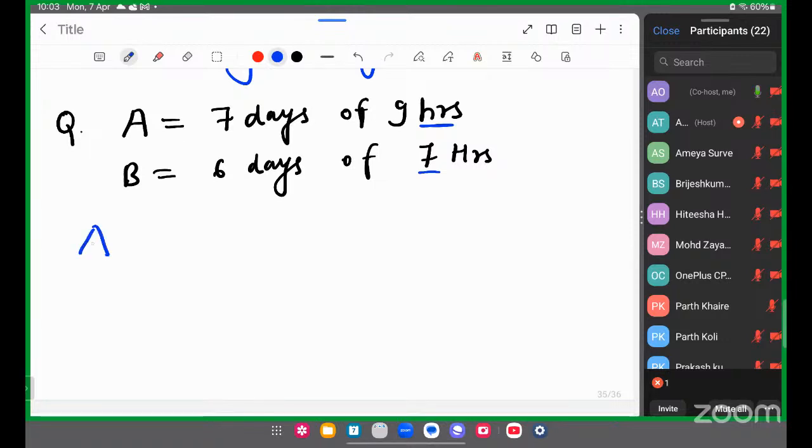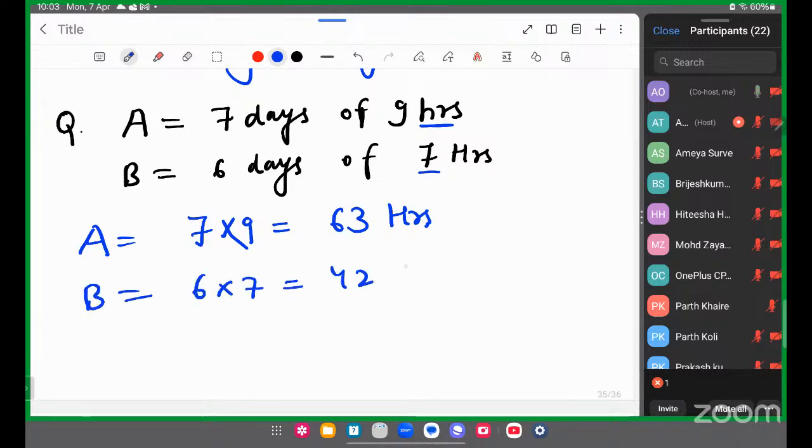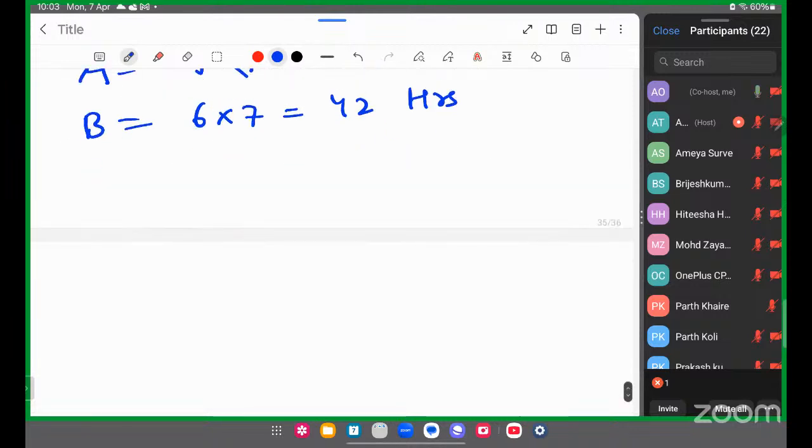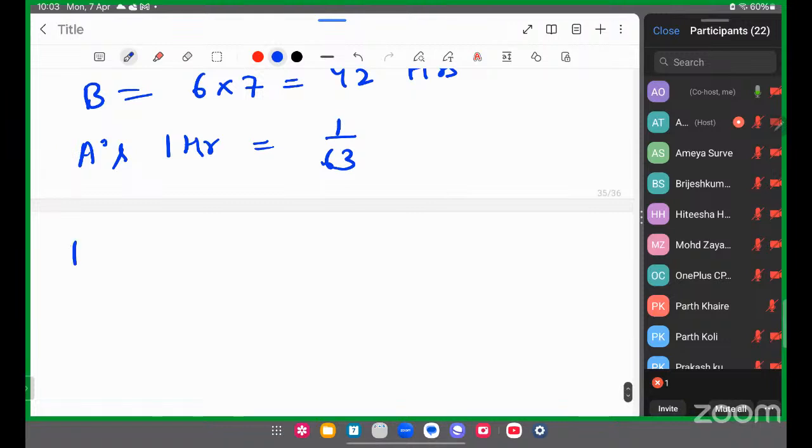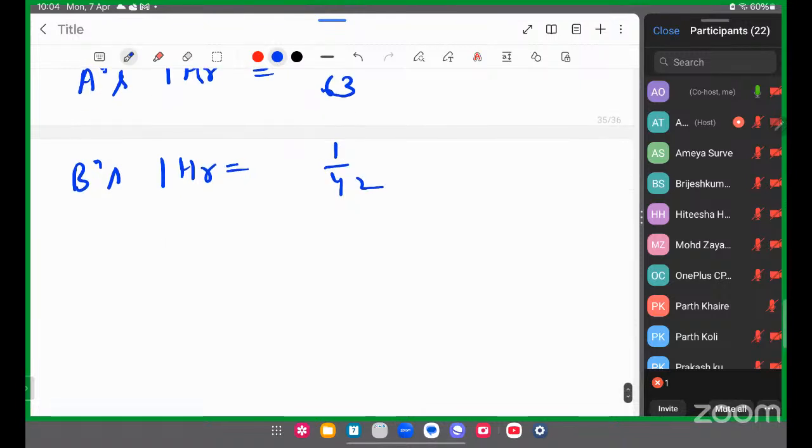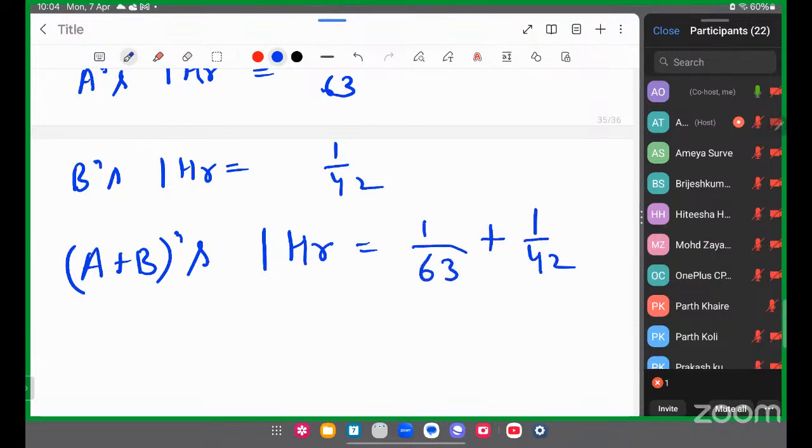So let's find out the total number of hours of work done by A. 7 days, 9 hours each. This will be 63 hours. For B, this will be 42 hours. What will be the work done by A in 1 hour? A's 1 hour work will be 1 by 63 and B's 1 hour work will be 1 by 42. If they work together, what will be 1 hour's work? Together, 1 hour's work will be 1 by 63 plus 1 by 42.